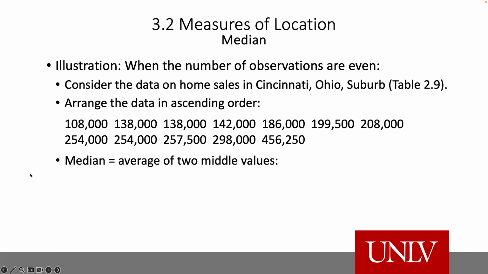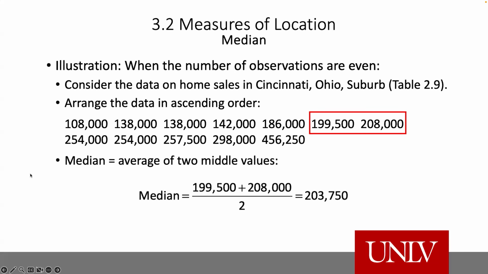Let's see another example when the number of observations is even. Consider the data on home sales in a Cincinnati, Ohio suburb. Arrange the data in ascending order, and then we can see that 199,500 and 208,000 are the two middle values. So the median is the mean of these two values, which is 203,750.